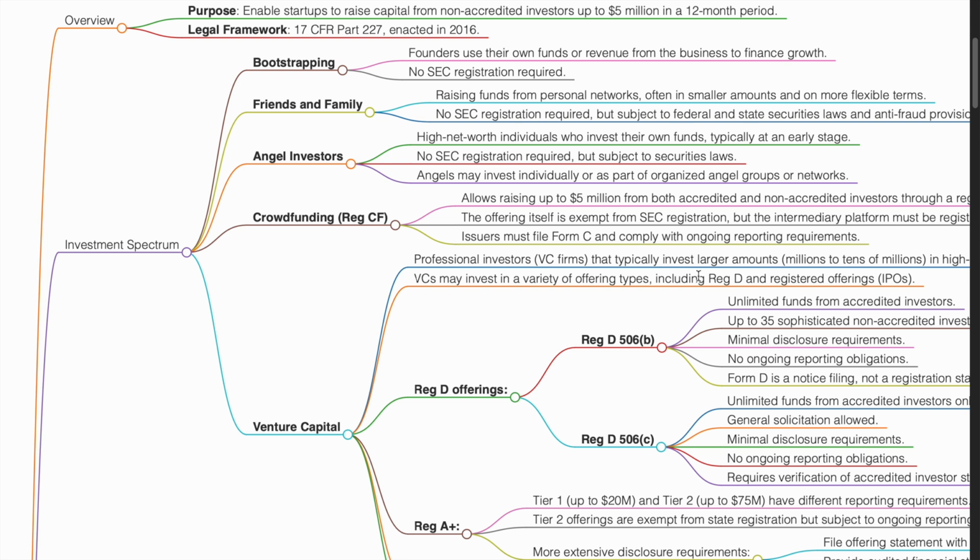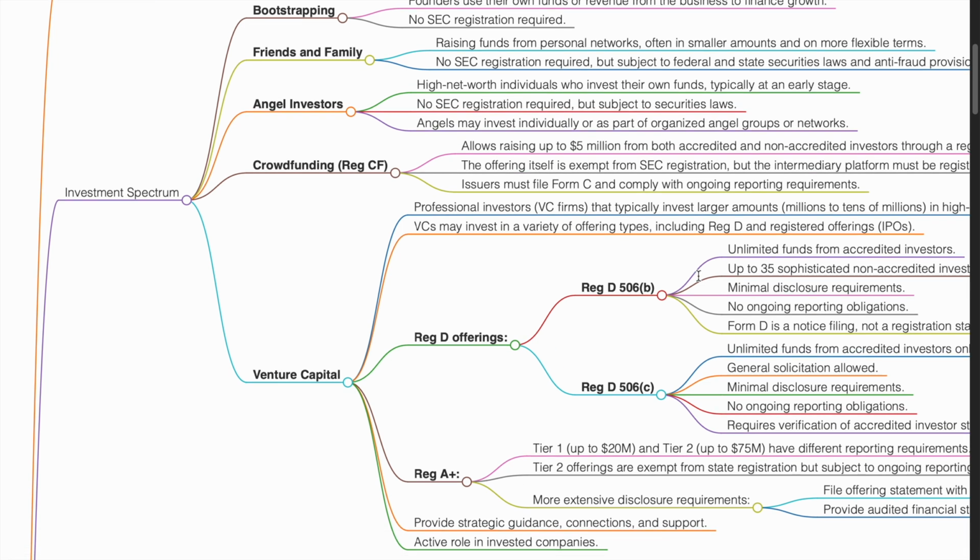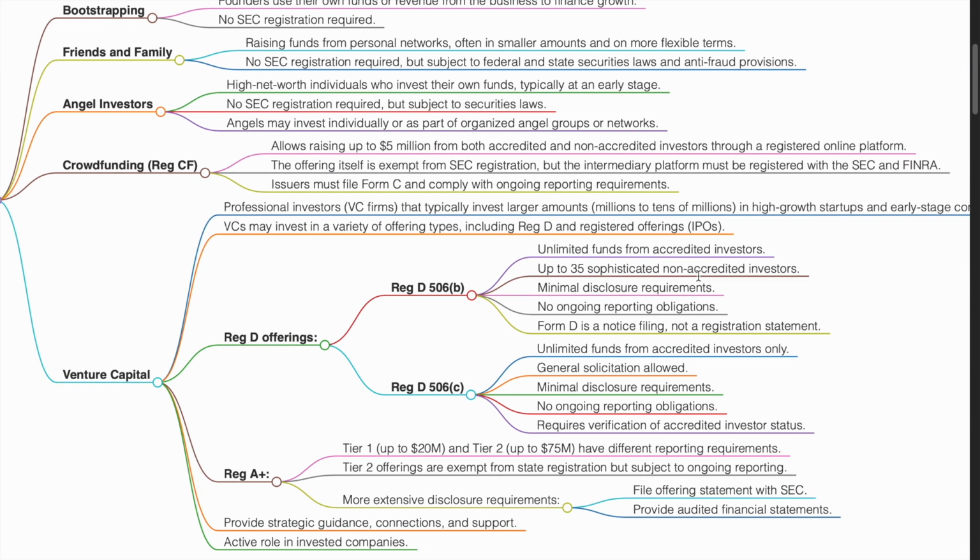Then we come to crowdfunding. That's Reg CF. As we just said, this allows you to raise up to $5 million within a 12-month period from both accredited and non-accredited investors. And crucially, this is done through an online platform, a portal, if you will, which, by the way, itself must be properly registered and must adhere to all sorts of strict rules, regulations, and guidelines. And we're going to touch on a lot of that going forward.